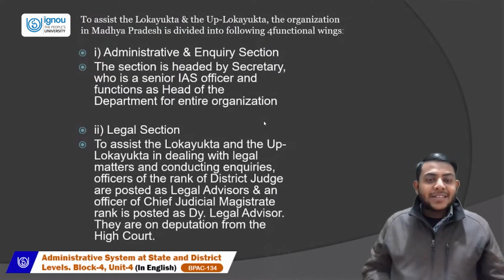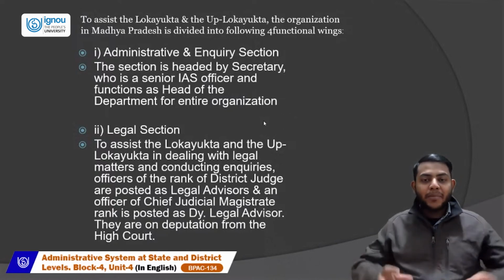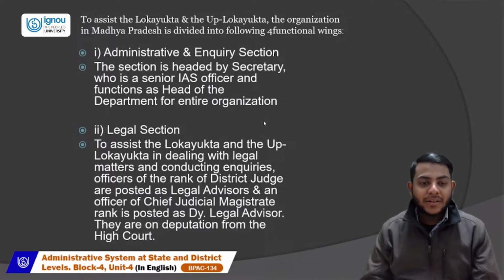Now, to assist these Lokayukts as well as the Up-Lokayukts, the organization in Madhya Pradesh, if we see the case of Madhya Pradesh, is divided into 4 functional wings. The first wing is the administrative and inquiry section of the Lokayukt. And this section is headed by a secretary who is a senior IAS officer, and it functions as the head of the department for the entire organization.